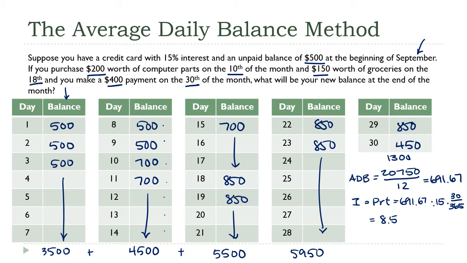It's 8.53. That is the interest that you owed at the end of the month, right? So the question is, what is the new balance? Well, I know that my balance based on my purchases and payments is 450. So if I add the 8.53 to that, my final balance is $458.53.